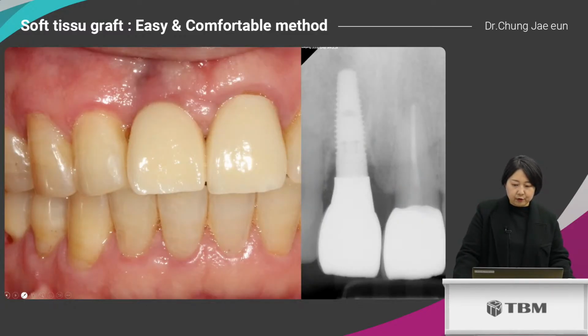This is a soft tissue graft for an implant. Number 11 implant was placed about 7 or 8 years ago, and at the buccal side, there is a soft tissue concavity and a sinus tract opening here. And the marginal bone loss is found in this periapical X-ray here.